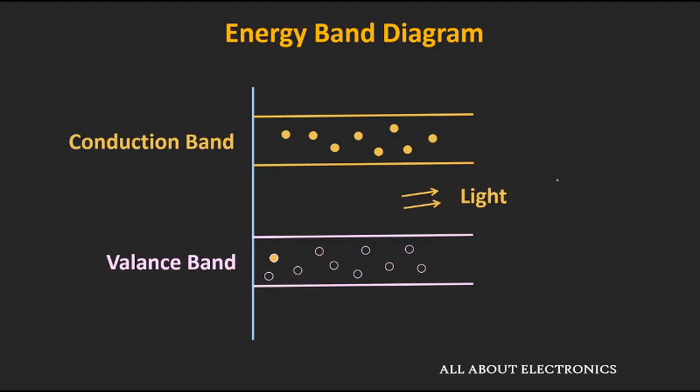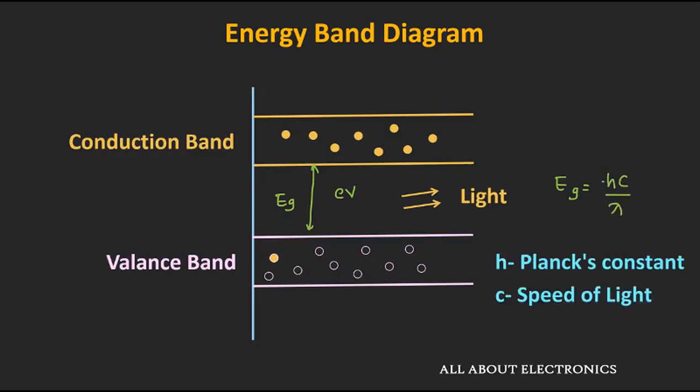And the energy of the emitted photon is equal to the band gap, that means the energy difference between the conduction and the valence band. Usually this band gap is represented in electron volts. So if Eg is the band gap, then the energy of the photon can be given as hc divided by lambda, where h is Planck's constant and c is the speed of light, and lambda represents the wavelength of the emitted light. As you can see from the equation, the wavelength is inversely proportional to the band gap. So by band gap engineering, we can change the color of the emitted light.